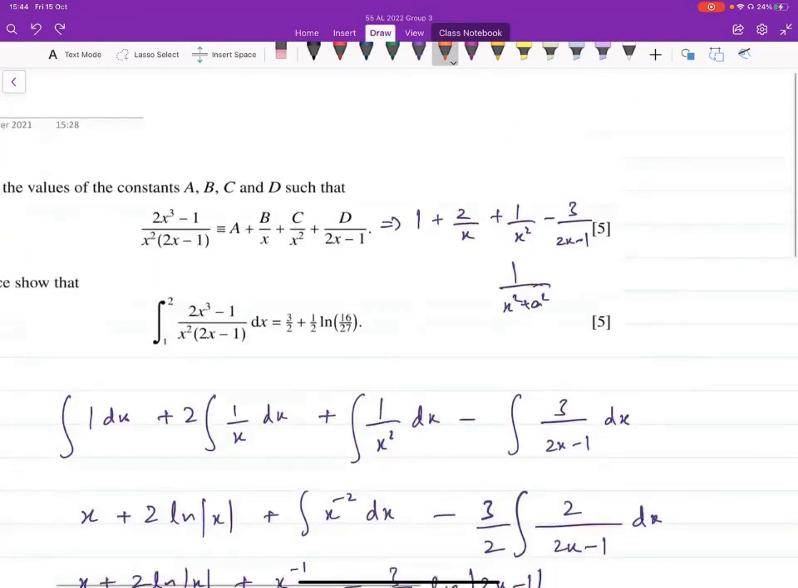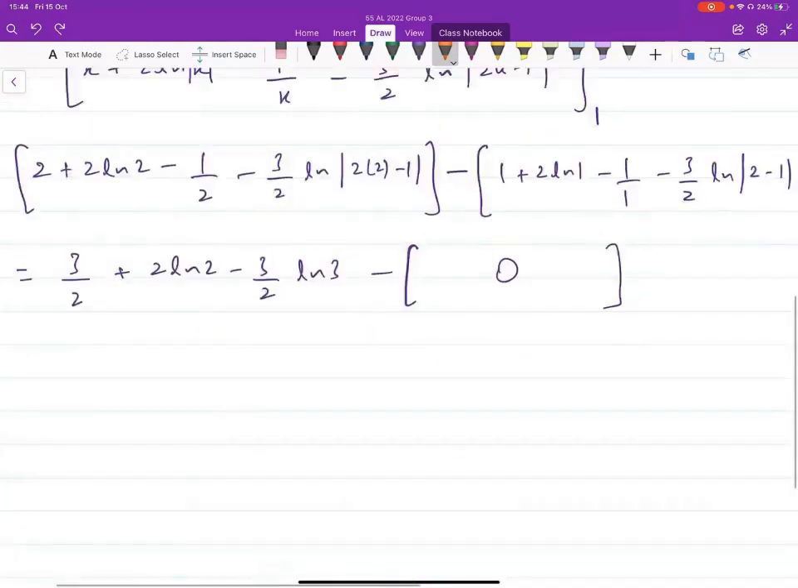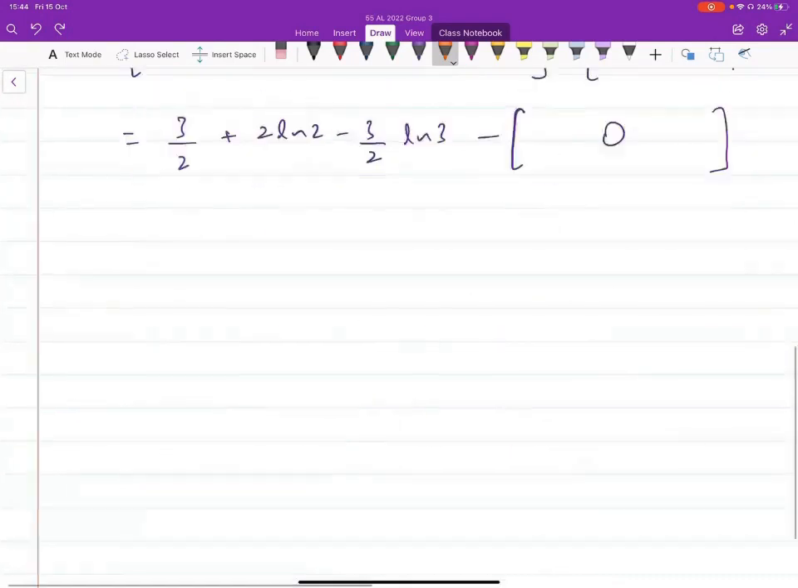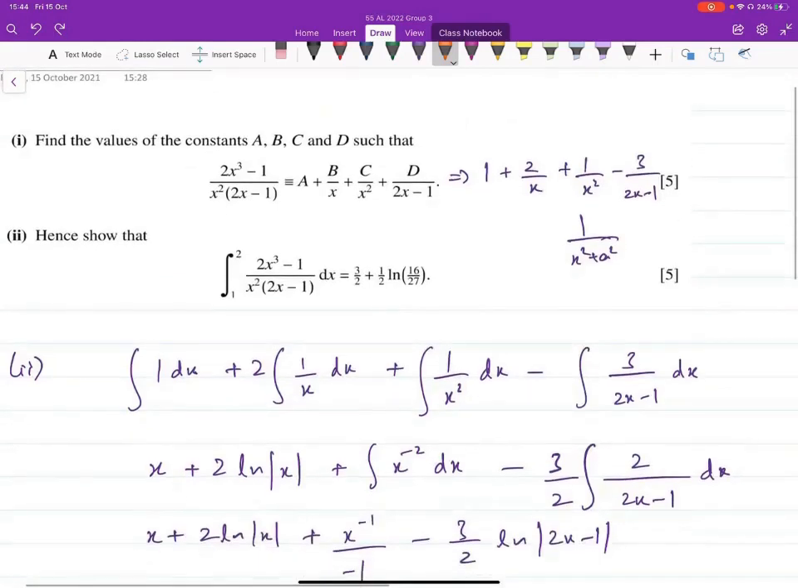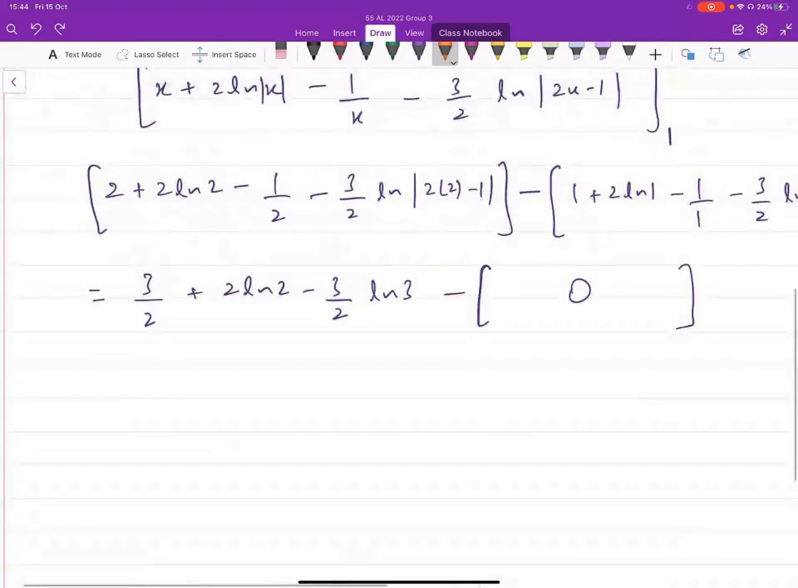What did we need there? 3/2 plus half into ln of 16/27. That's what we need to show. 3/2 तो हमारे पास आ गया साइड पे. We need only one ln term there. Single ln term चाहिए. इसको combine करना पड़ेगा किसी तरह से. We also have half outside. We can take half common. So you can think of it this way.